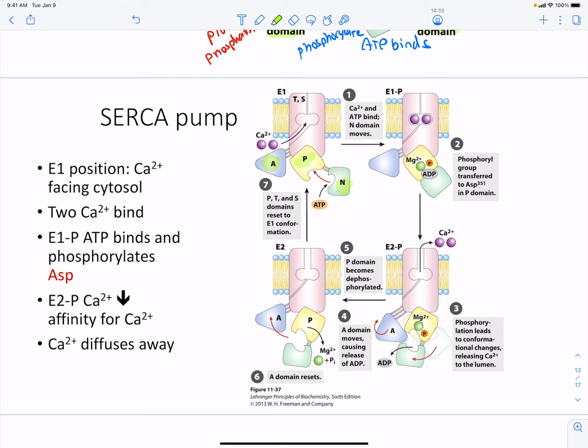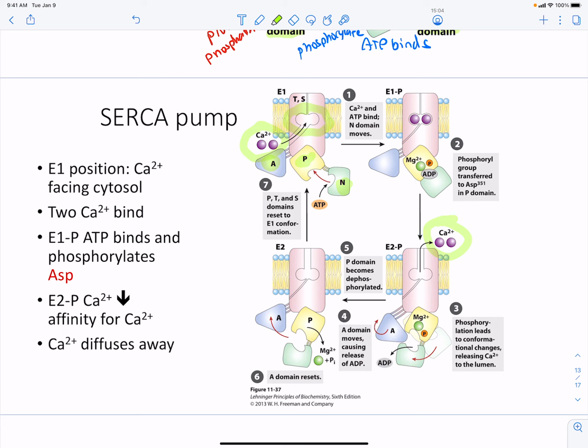And so the same thing is going to happen: your ATP is going to bind to the N domain. Your N domain is going to phosphorylate the Asp residues. Your actuator domain is going to dephosphorylate. And all of this is going to allow calcium initially to bind into that ion channel, and then the calcium will be released from the ion channel, and then the channel will reset itself so it can pick up more calcium.